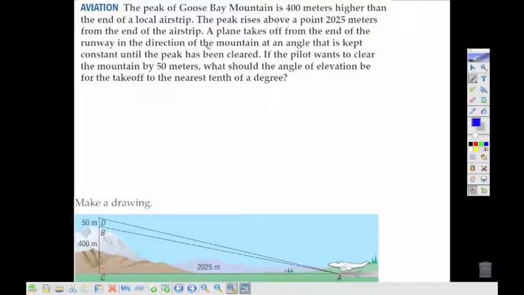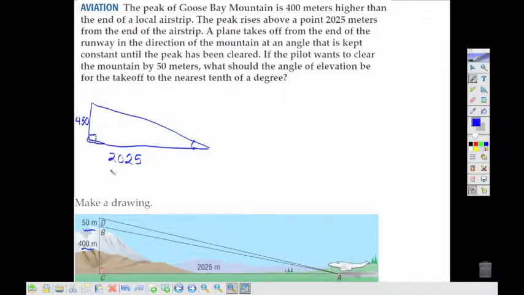So one way we could use it, in this problem here we have an airplane that's wanting to take off. It needs to get over the mountain, which is 400 meters, and they ask us to have an extra 50 meters just to make sure. So what we're looking at in this problem is this side over here being 450 meters, and this side of it being 2,025 meters.